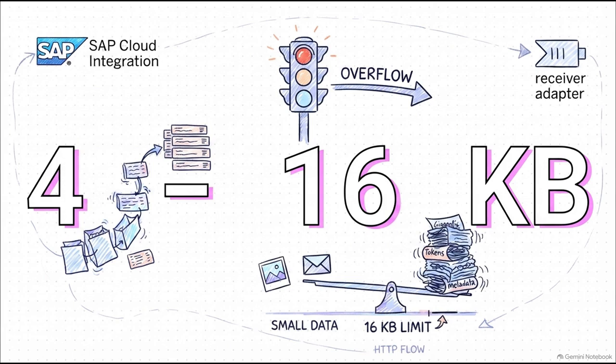Let me put that into perspective for a second. 16 kilobytes is incredibly small. We're talking smaller than a plain text email or a tiny thumbnail image. It is shockingly easy to blow right past that limit if you're writing verbose logs, giant tokens, or complex metadata into your headers during the flow.